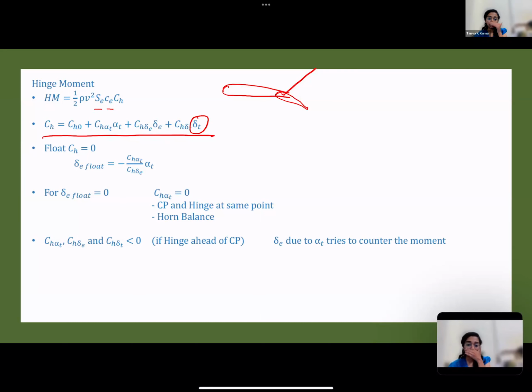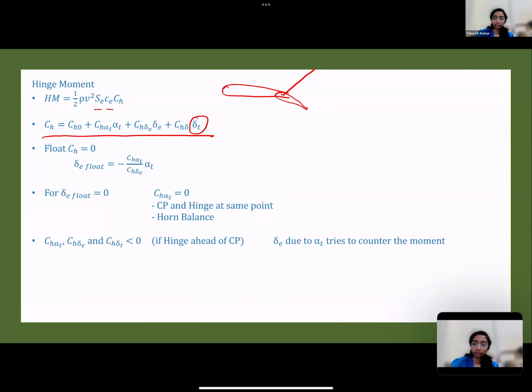Okay, so there is another structure attached to the end of the elevator. You have another structure here. It's called a trim tab. Now, the deflection of the trim tab is given by delta T. Next, we studied what the float condition is. The float condition is when you leave your elevator free, when you're not forcing it to stay at one point, you're letting it float.